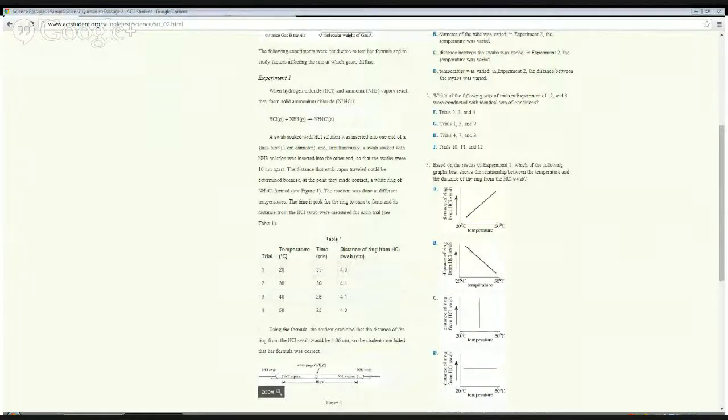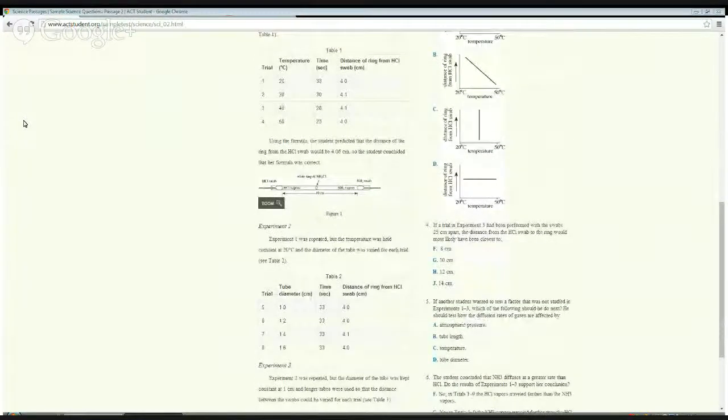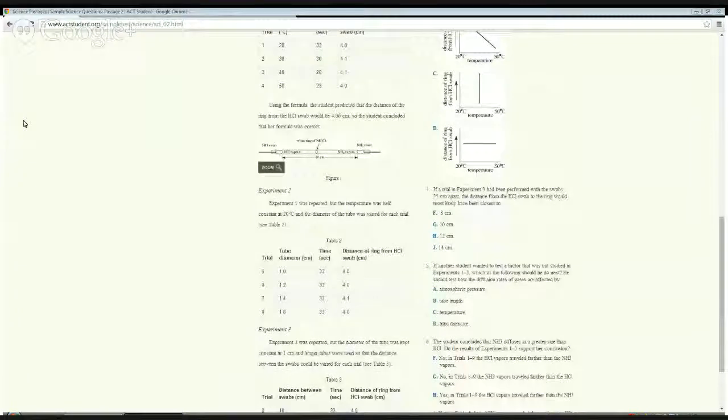They give us a formula here: hydrogen chloride and ammonia. When they react, they form solid ammonium chloride. Okay, so that's just a little bit of information that we need. It's not super important, but it's there, so we can always refer back to it. And then it looks like there's one table here from one trial that they did. And then they give us a little diagram of them sticking the cotton swabs in there and how they're reacting in the tube.